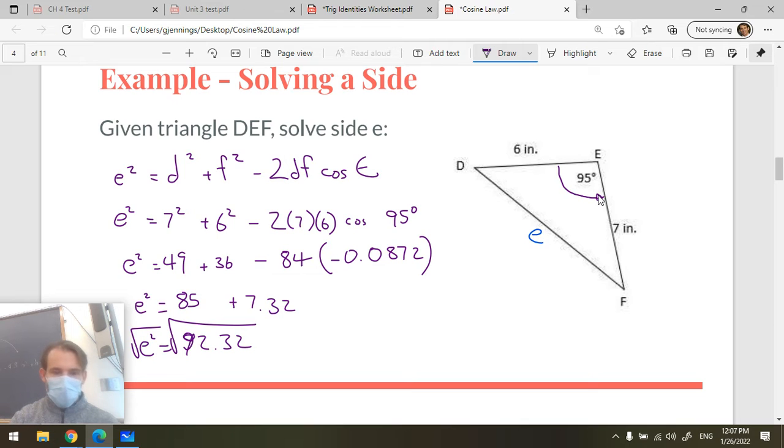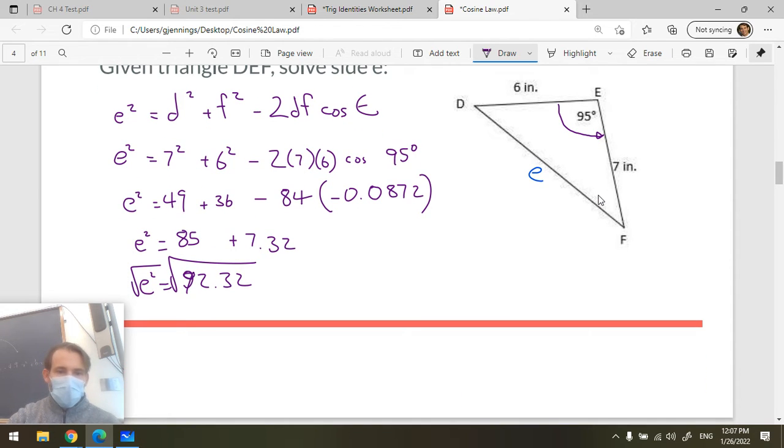So I'm going to add this to 85 on my calculator. Then I get 92.32, and then I just take the square root of that, and it tells me 9.608. So 9.6 is going to be plenty of detail here. E is equal to 9.6. Circle it. That's my answer. You can write it on here, 9.6.